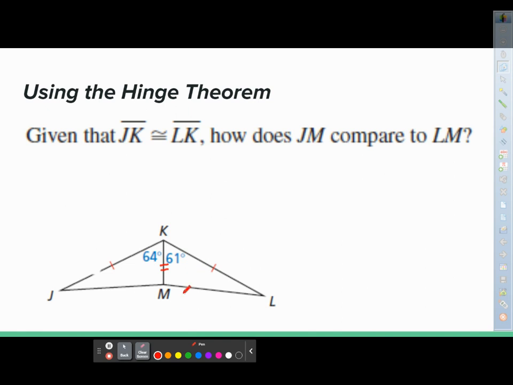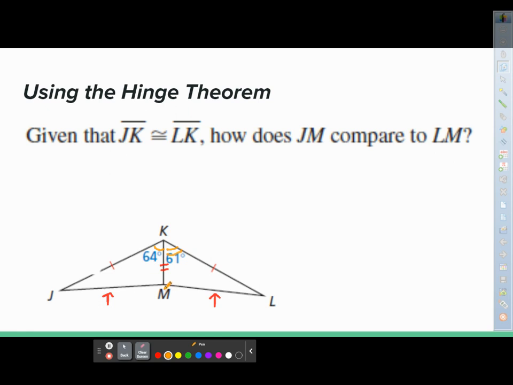Alright, so now it wants us to compare JM to LM, so you gotta pick out which two segments those are. So here's JM and here's LM, so I'm comparing those two. So in order to compare those, you wanna look at their angles, the included angle. Bailey, what do you notice about the angles? The included angle. So between these two sides, K would be the included angle, and between these two sides here that are congruent, MKL would also be included. So what do you notice about those?